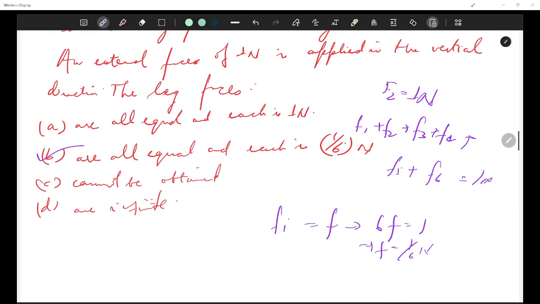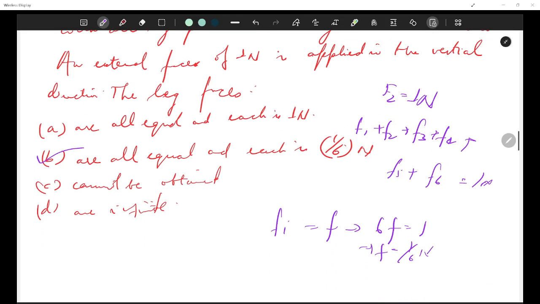Why is the correct option B? Because all the legs are identical and vertical, the load is symmetric, and there is no reason for unequal distribution. So the forces divide equally among all of them. This is simple statics. The first option was each leg carries 1 Newton. If each leg carried 1 Newton, the total support force would be 6 Newton, but the applied load is only 1 Newton, so this violates equilibrium, so it is incorrect.